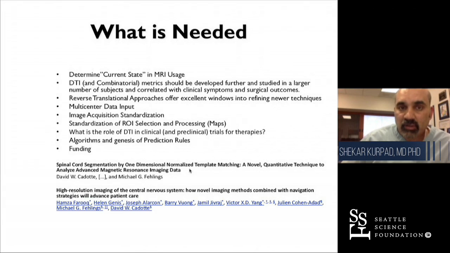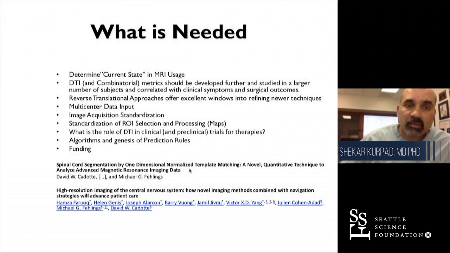Multi-center data input is critical. Image acquisition standardization is critical. ROI, or region of interest selection and processing standardization, is also critical. This is being worked on with Dr. Kwon Adode's toolbox that is being developed at Montreal and Toronto by Alan Martin in Michael Fehlings' group.